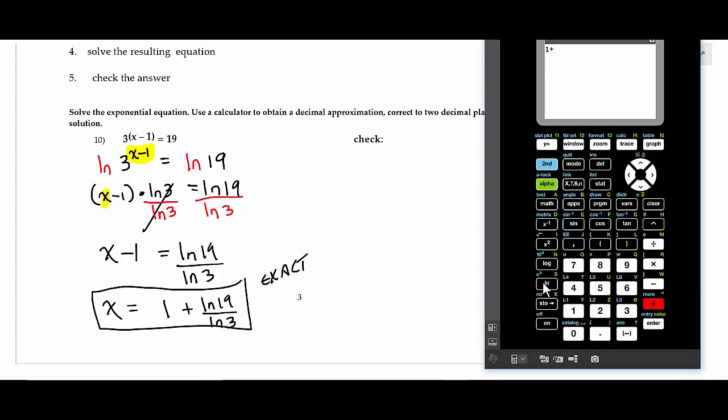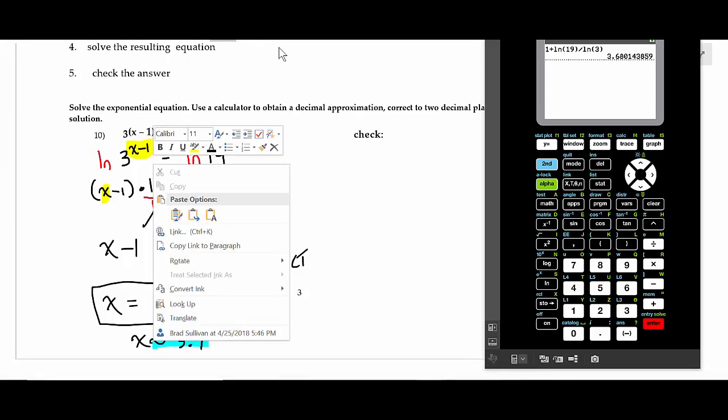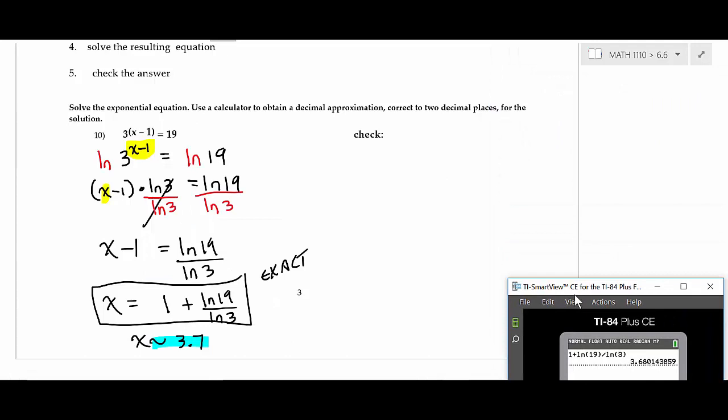1 plus ln of 19, close parentheses, and then divide by ln of 3, and then we'll round this to like 2 decimals, okay? So I'm getting this. So we're going to say x is approximately equal to about 3.7, okay? So we got an exact answer and we've got an approximate answer like that, okay? All right, is everybody okay with what I did with that problem? Okay, you got to use logarithms to solve that type of exponential equation. Now we're going to check this on the calculator.